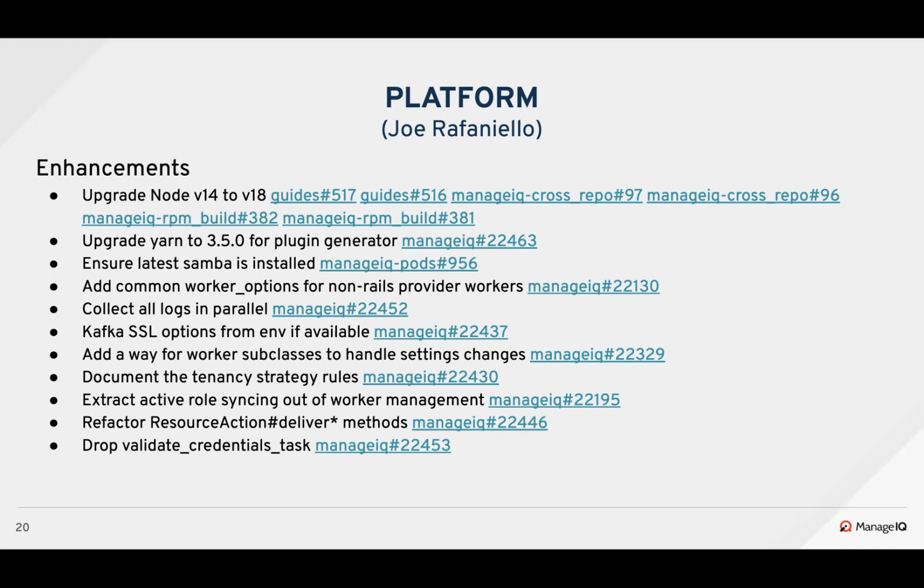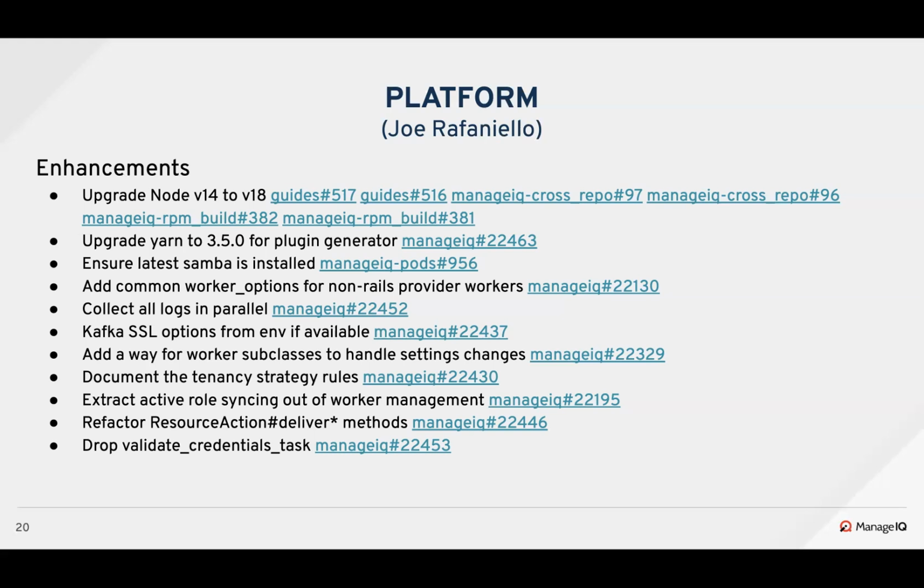Nassar also refactored the worker management code, so non-Rails workers can decide how to react to changes to settings. Keenan added some better code documentation around dependency strategy rules. Adam extracted the logic for the syncing of active roles out of the worker management module and into the more appropriate role management module. Adam also refactored the resource action deliver to eliminate the dependency on the automate workspace, which will enable using non-automate resource actions.